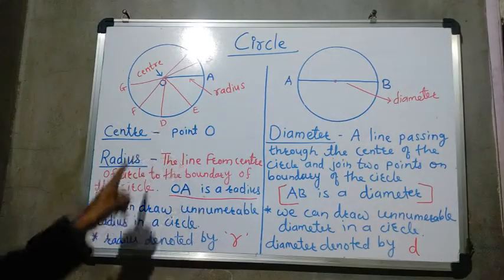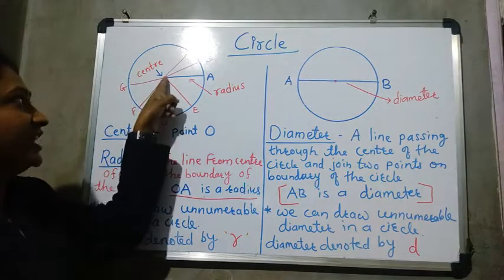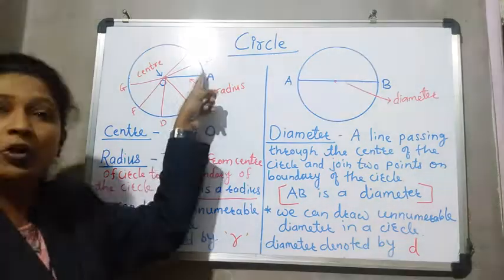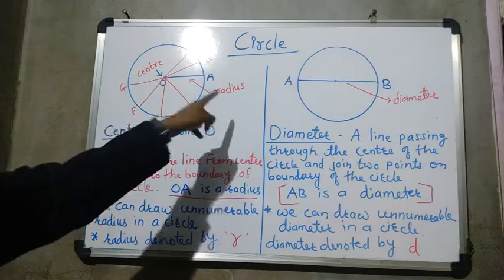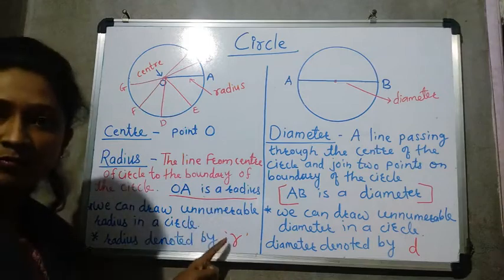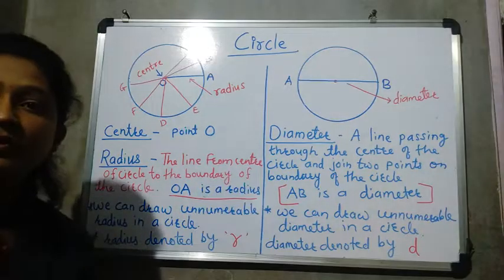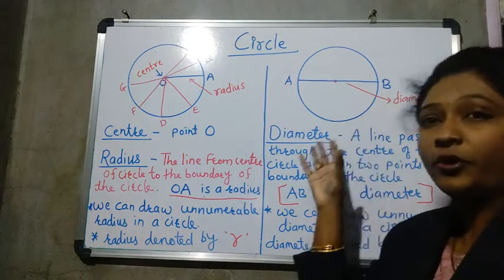So radius means the line from the center of the circle to the boundary of the circle. That line is called the radius of the circle. Radius we can denote by R. Now again, one important point is diameter.